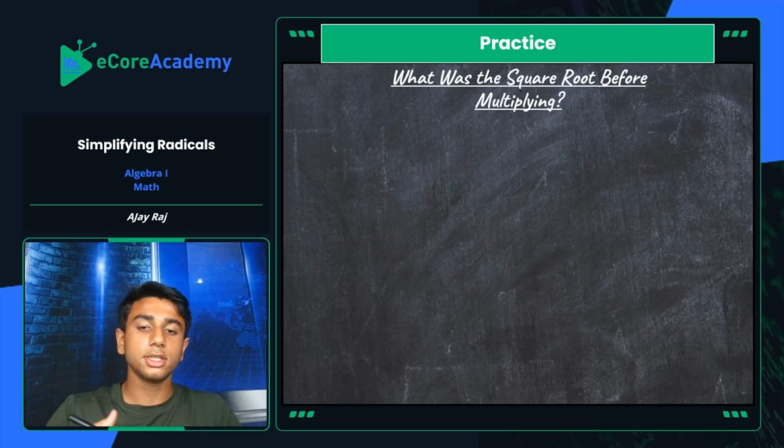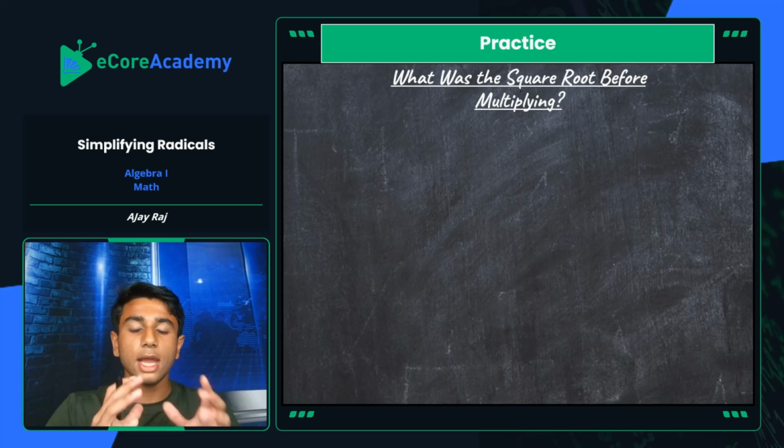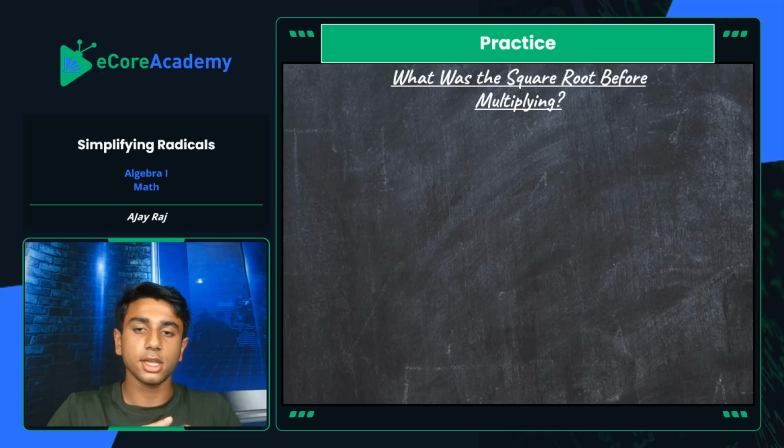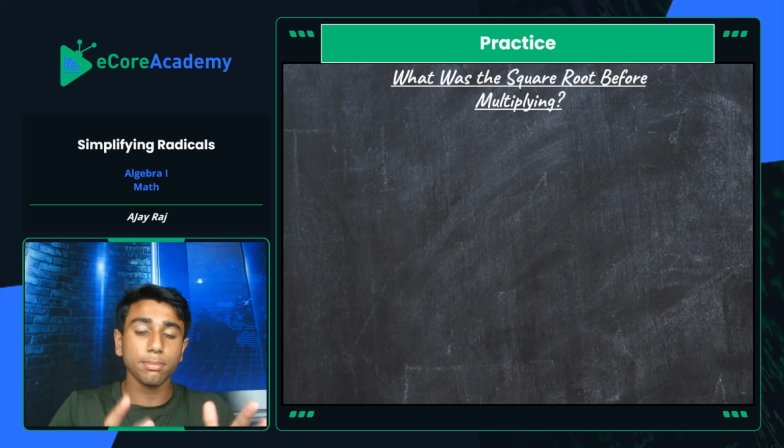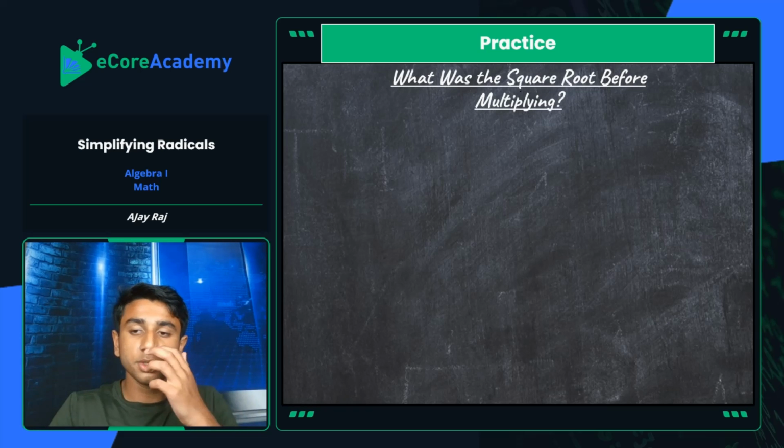All right, so now let's continue with some more practice. So now we're going to kind of switch up the process. We just simplified the radicals from their unsimplified format, but let's take it in the reverse manner. Let's take a simplified radical and try and change it back into its improper form. So what was the square root essentially before multiplying it out?